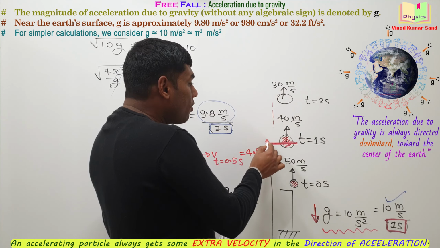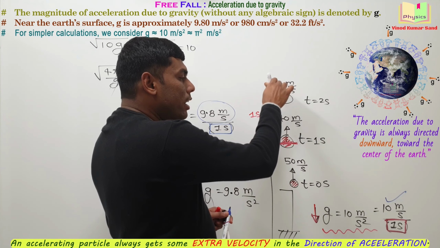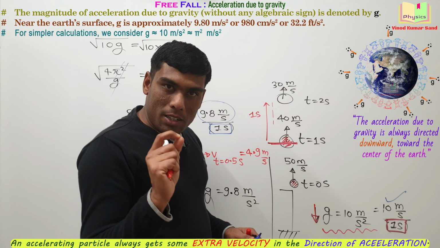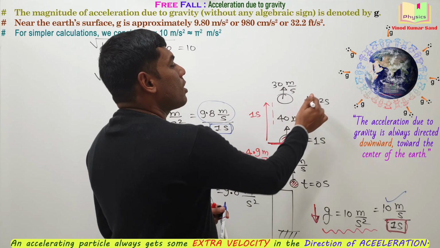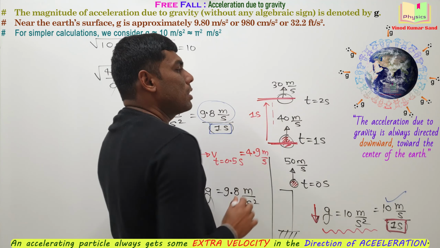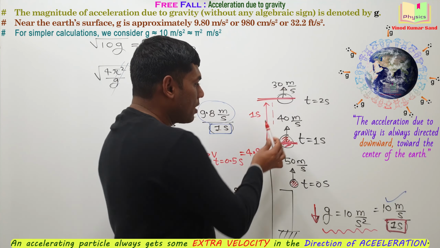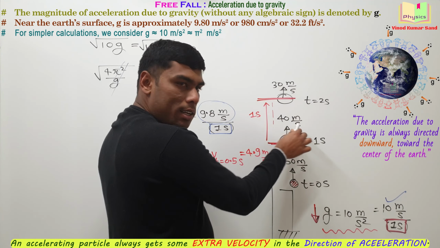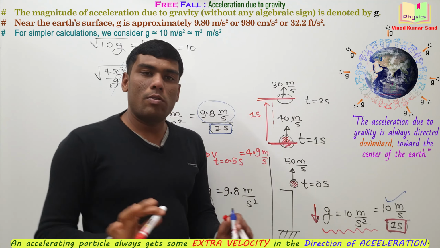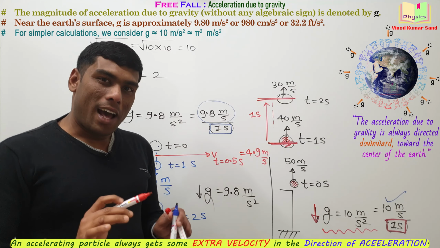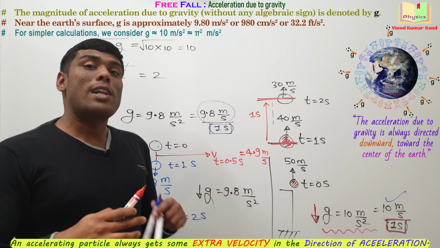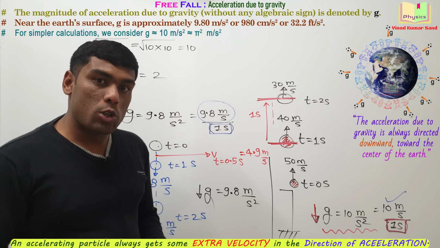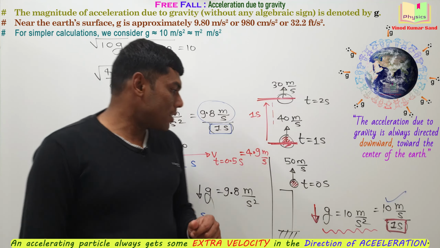Okay. And for the next 1 second of the journey, how much extra will it gain in the downward direction? 10 meter per second. So at t is equal to 2 second, what should be the net speed? 30 meter per second. 40 meter per second was in the upward direction, and it gained an extra 10 meter per second in this duration. So the resultant here will be 30 meter per second. I hope you got this insight. While solving numericals, you can easily use this approach. It makes your calculations fast.